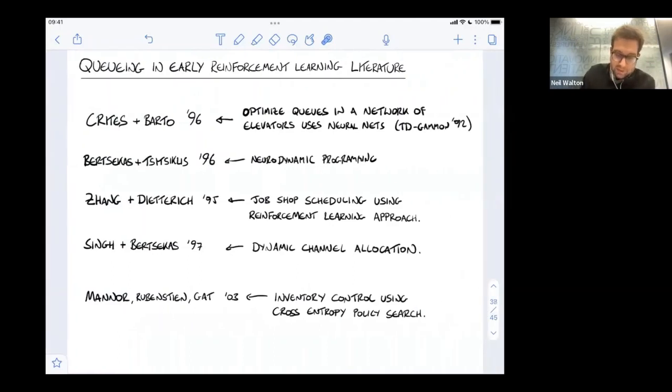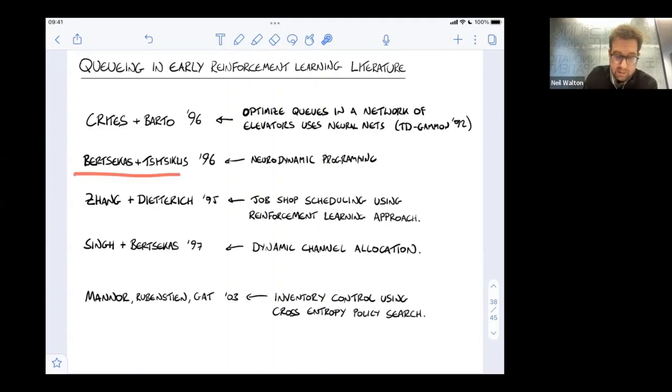One of the things to argue is that the theory of reinforcement learning, though it's grown quite a bit over the last 5-10 years, has been quite intrinsically linked with the development of queuing systems. One of the earliest examples of applying a neural network to a reinforcement learning problem was for a queuing system, essentially for elevators and lifts. So there's the Crites and Barto paper in 1996.